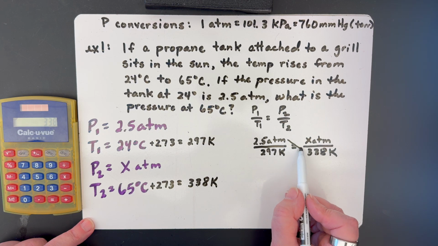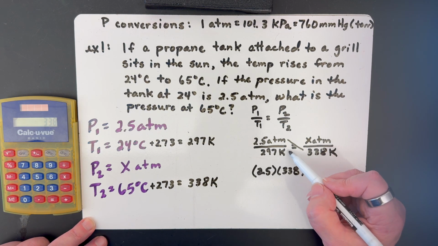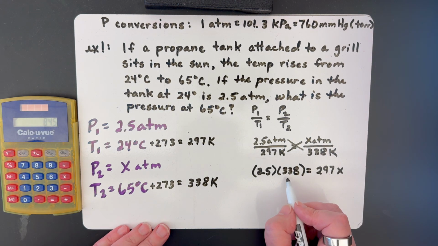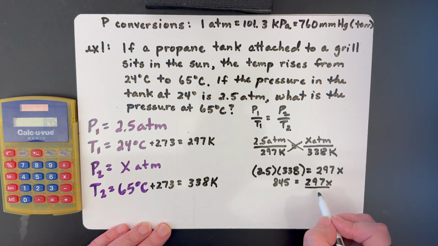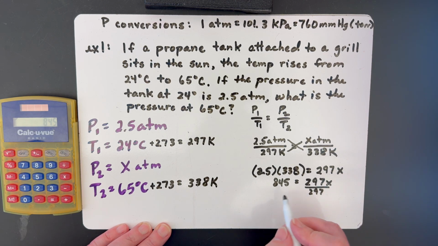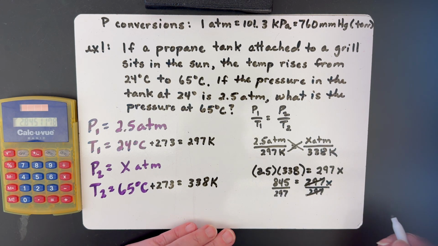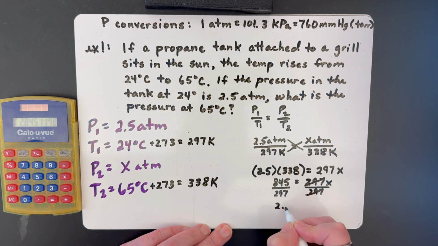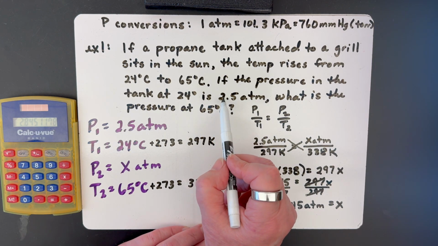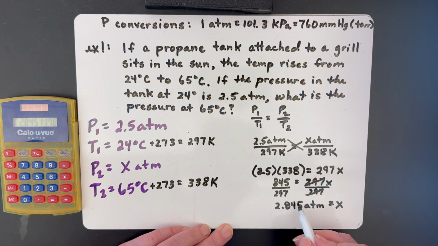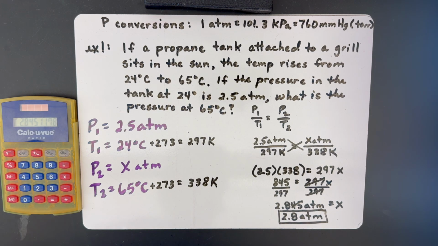So I'm going to take 2.5 times 338 equals 297 times X. 338 times 2.5 is 845. I'm going to divide both sides. Since this is times X, I need to divide by this number to get it off of this side. But if I do it to the right side, I've got to do it to the left side to keep them equal. So this cancels, and I have 2.845 atmospheres equals X. I go back to my original problem, and I've got 2.5 atmospheres as my starting, so I'm going to just keep 2.8, 2 significant digits, and that's our final answer.